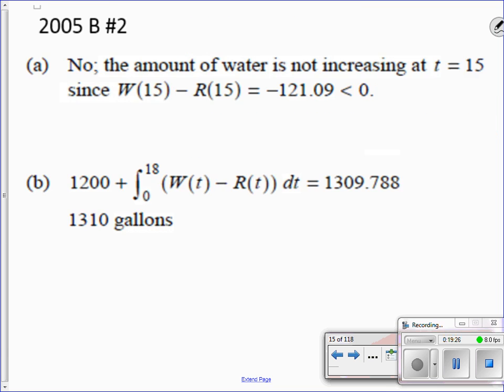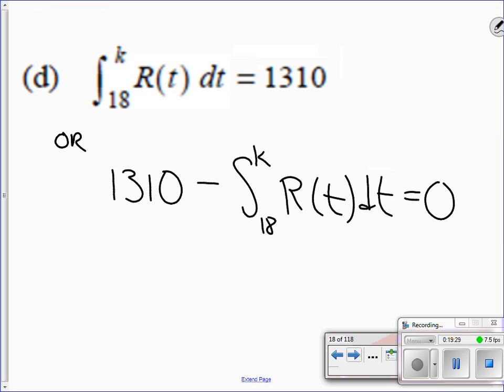Actually, let me just go to that one. It'll be easier. Oh, I'm giving the answer away. Okay, so you're starting at time 18, you've got 1310 gallons of water, and you're trying to figure out what do I have minus... Oh, you want to know when the amount you started with plus the total amount removed. Now I forgot if R of t was negative or positive. It was being removed, so you would want to subtract the amount of water.